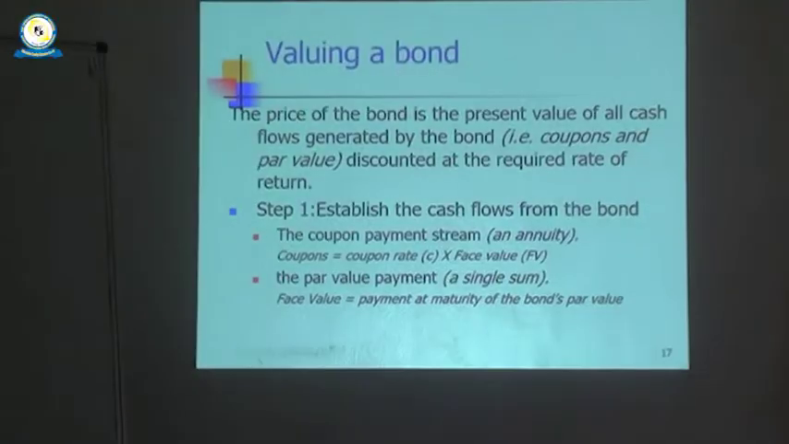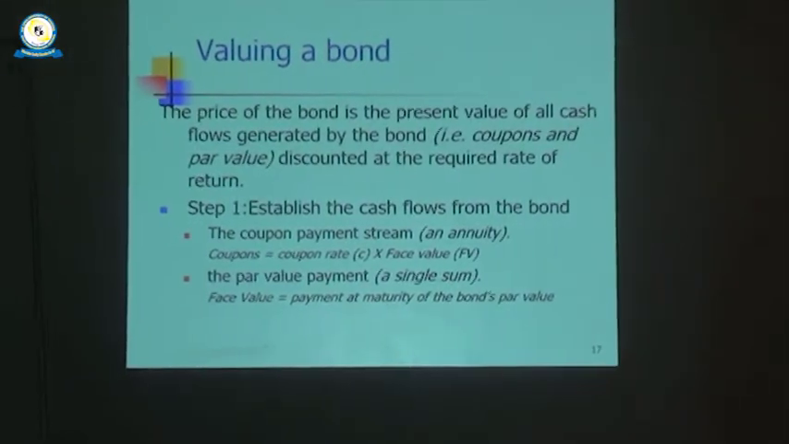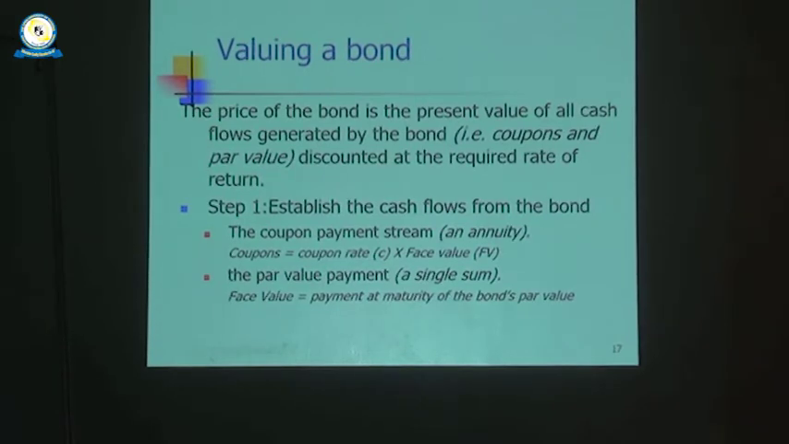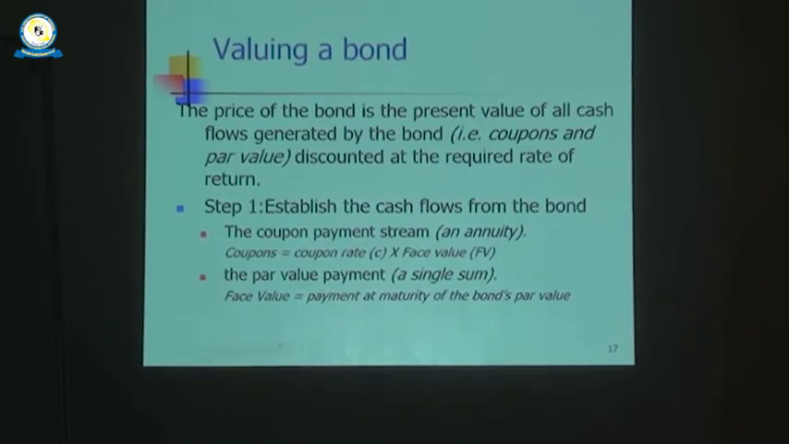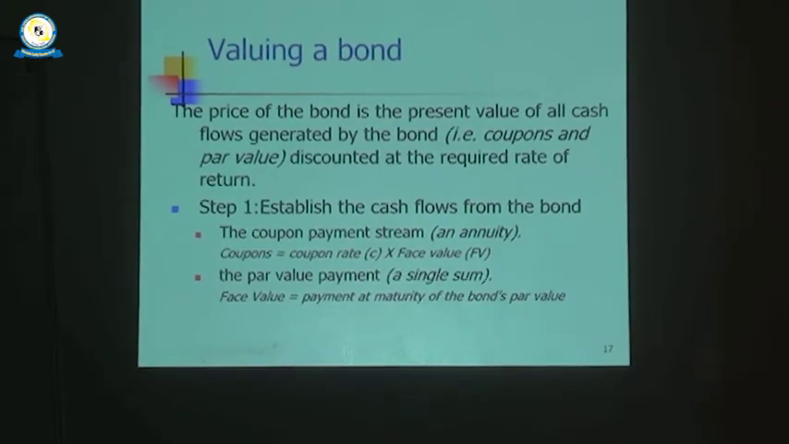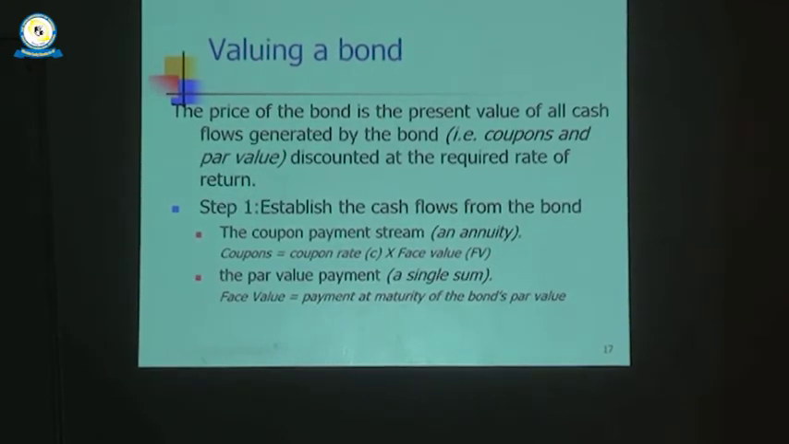Now, remember we are dealing with evaluation of the bond. What is valuation? When we are talking of valuation, we are talking of the price of the bond. And the price of the bond is defined as the present value of all cash flows generated by the bond. It means here we are talking of coupon and par value, but discounted at the required rate of return. That is the price. Price will contain two things, coupon and par value.